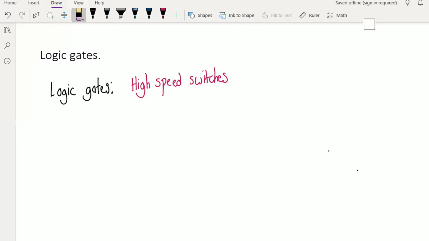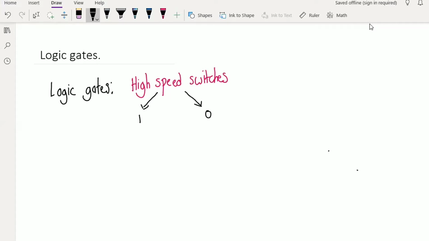The first question we have to ask ourselves is, what are logic gates? The easiest way to put it is that logic gates are high-speed switches that either allow current to flow through a circuit or stop it from flowing through a circuit. As a result, these digital systems or electronic components can exist in one of two logic states. That component could exist in a state of 1 or 0.